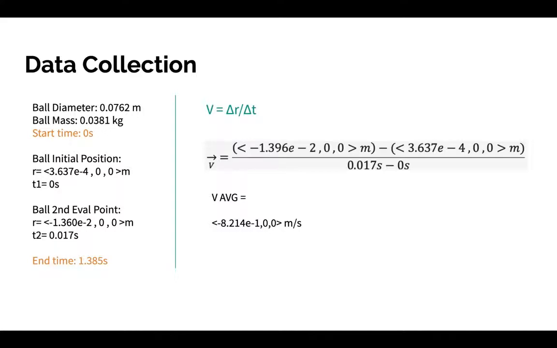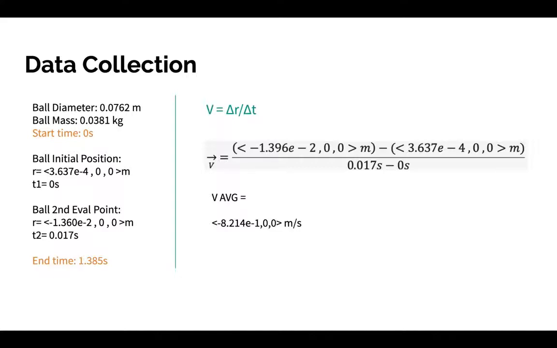I collected data from the ball, such as the ball's diameter and the ball's mass, and took note of the start time of my system and end time of my system. I extracted the ball's initial position using Tracker's initial position data, which was the vector 3.637e4, 0, 0 meters, and that was at 0 seconds.